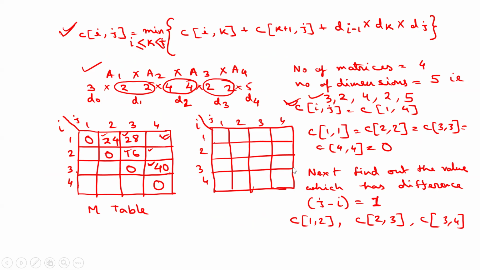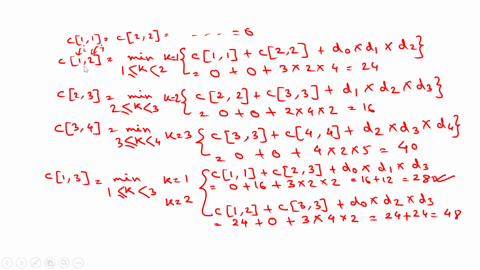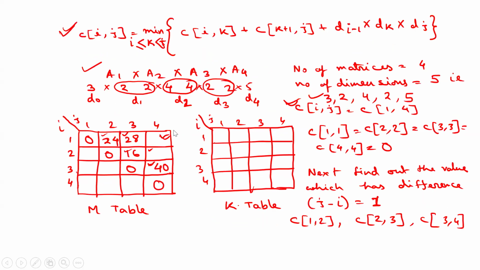Now, this is the K table. Accordingly, we put the value of K. So previously we know in case of C12, what is the K value? K value is 1, C23 K value is 2, C34 K value is 3. So single K values are there. Okay, so here we put K value: C12 is 1, C23 is 2 and C34 will be 3.